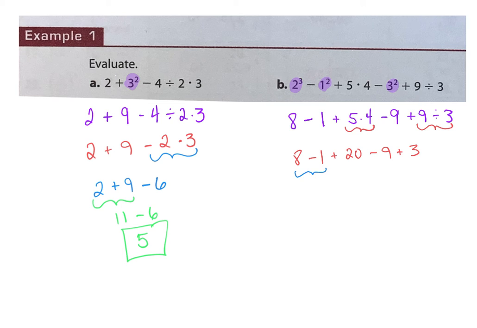8 minus 1 is 7 plus 20, 27 minus 9. It's 18. Just subtract 10 and add 1. Plus 3. 21. And that would be my answer there. All right.